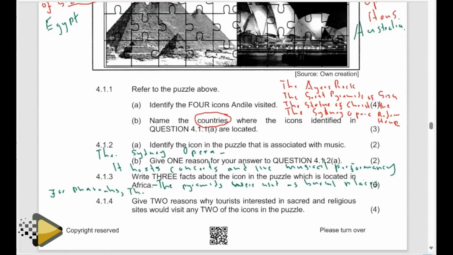Then the pyramids date to about 4,500 years BC, 4,500 years before Christ. In addition to that, they represent the great Egyptian civilization. Then you can also talk about the materials which were used to build them.